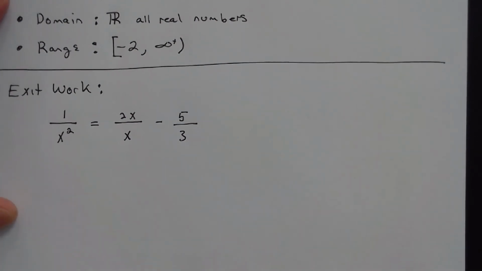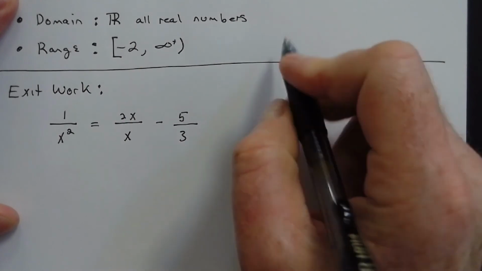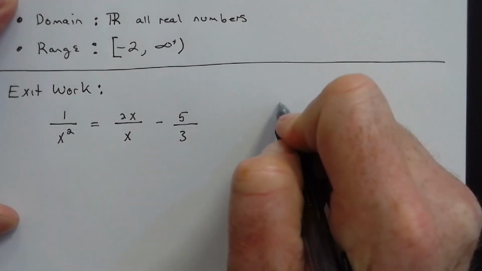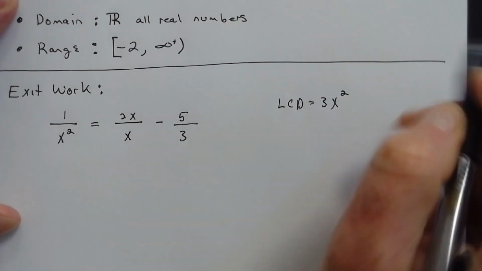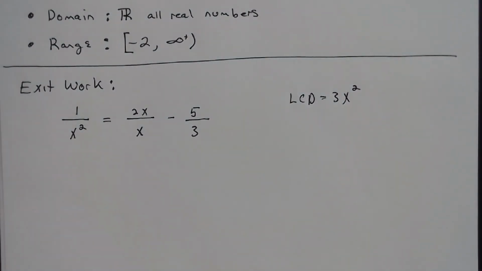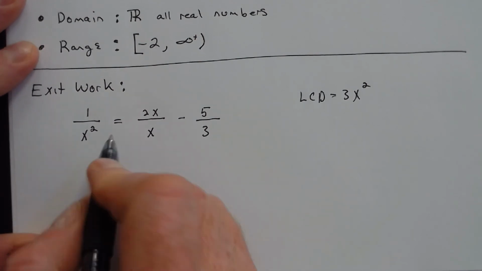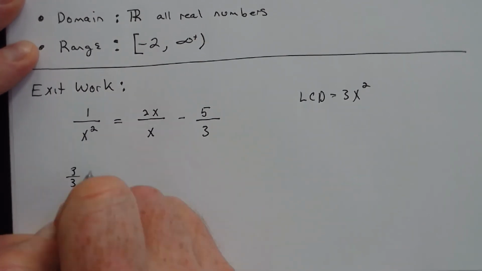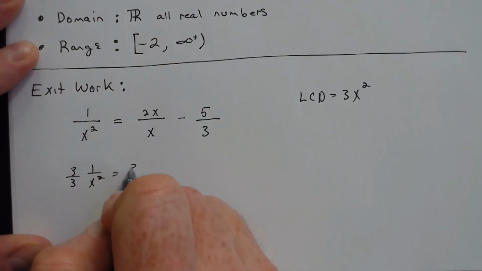So the exit work, let's review this quickly. The least common denominator is going to be 3x squared. And we're going to be using which two properties? The multiplicative identity and the multiplicative inverse properties. And so what are we missing over here? A 3. So 3. And we're missing a 3x.